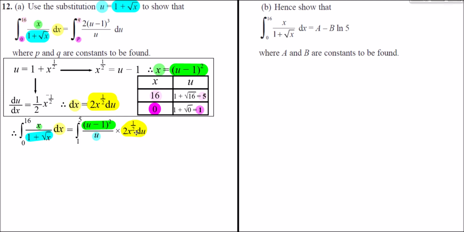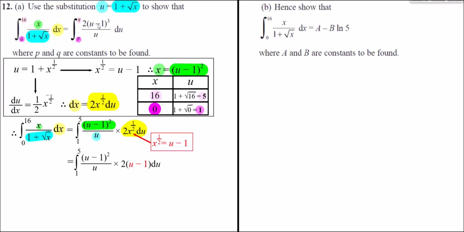So just realise that x to the half is u minus 1. I can just replace x to the half with u minus 1. So that gives me my next line. So the initial integral is the same as this thing here. So now I've got u minus 1 squared multiplied by another lot of u minus 1. That's going to give me u minus 1 cubed, which is what I want.